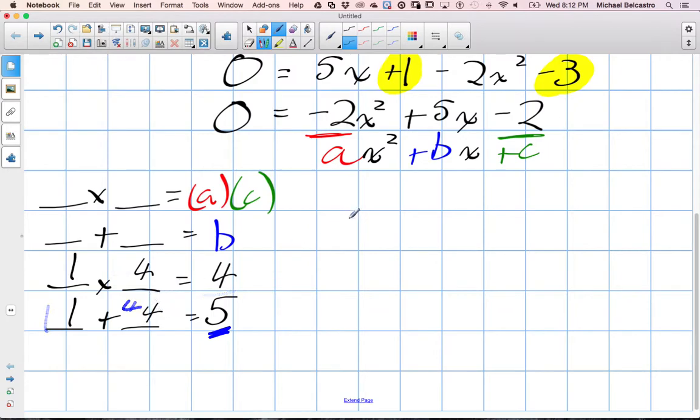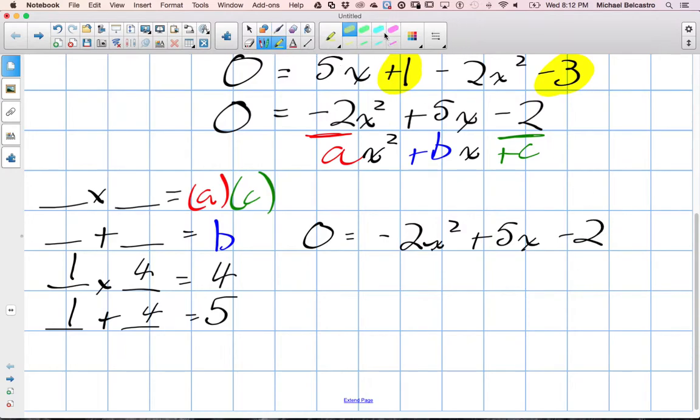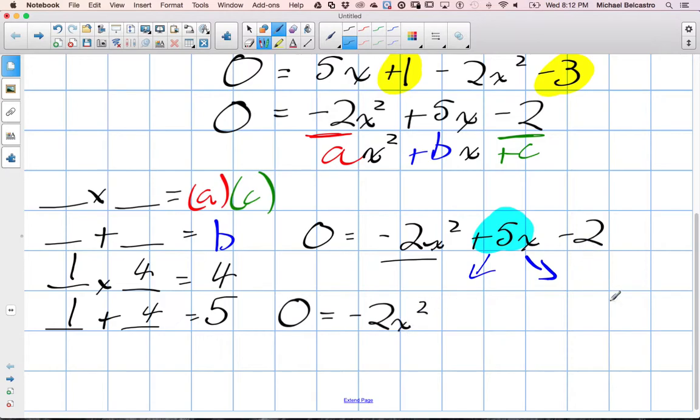Okay. So the reason they call this decomposition, I'm going to rewrite this equation here again. 0 equals negative 2x squared plus 5x minus 2. The reason they call it decomposition is because what we're doing is we're taking the b term and we're decomposing it. We're splitting it into two different terms. All the other terms stay the same. So we still have 0 is equal to, we still have negative 2x squared, we still have minus 2. It's just this positive 5, well, we can split it into these two numbers, into plus 1x and plus 4x.